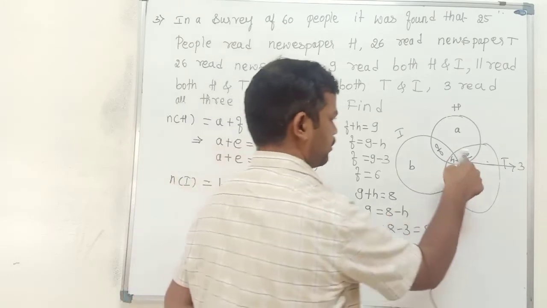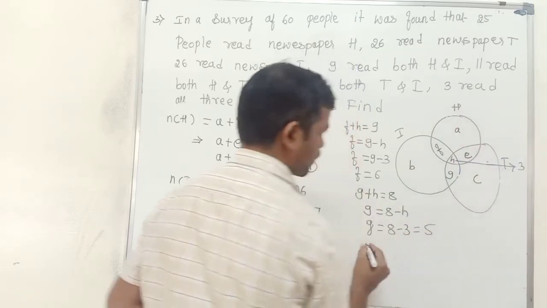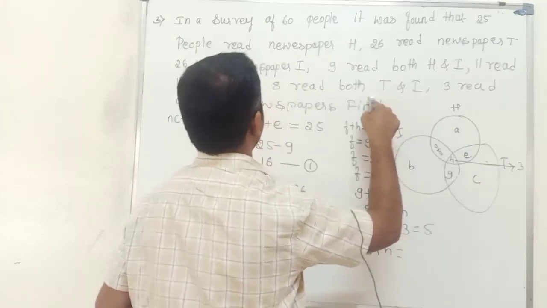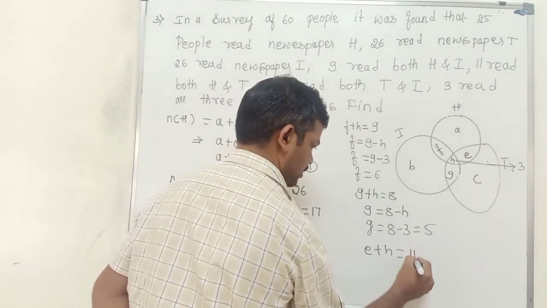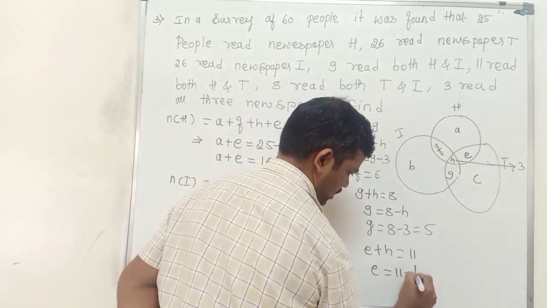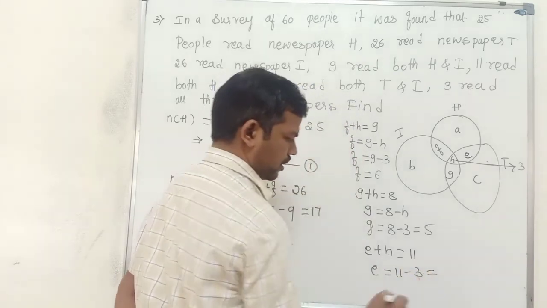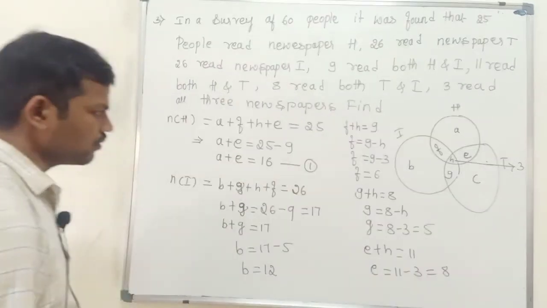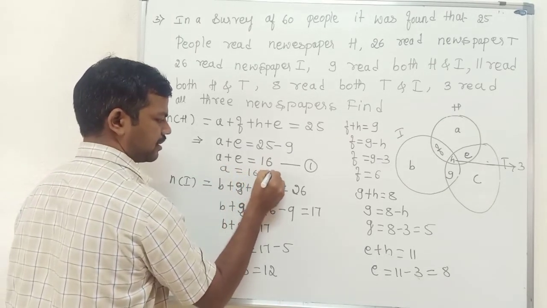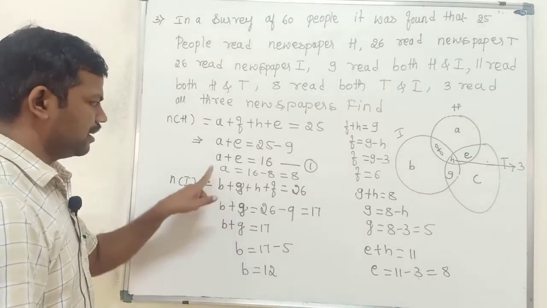Now what else do we need to find? e plus h is given, which is h intersection t, that is 11. h is 3. So e is equal to 11 minus 3, which is 8. Here, a is equal to 16 minus e. e is 8, so 16 minus 8 leaves 8. We got b as 12 and a as 8.